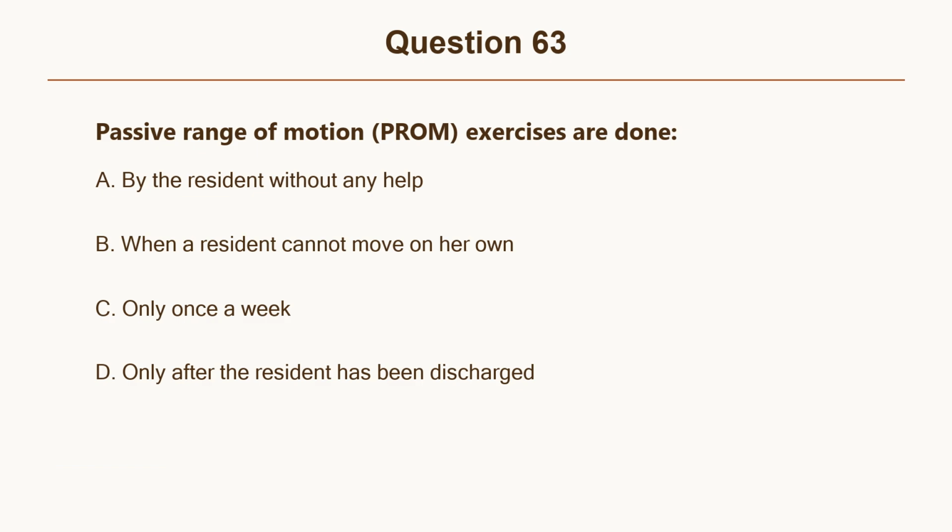Question 63. Passive range of motion (PROM) exercises are done: Option A, by the resident without any help. Option B, when a resident cannot move on her own. Option C, only once a week. Option D, only after the resident has been discharged. The correct answer is option B, when a resident cannot move on her own.